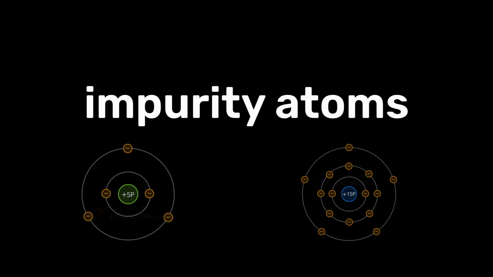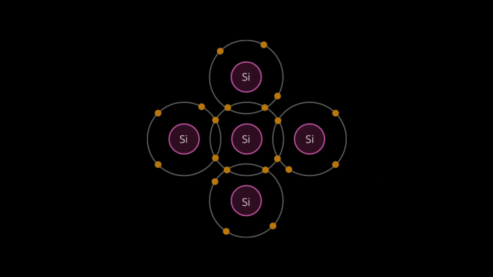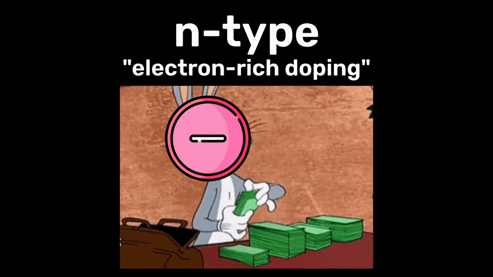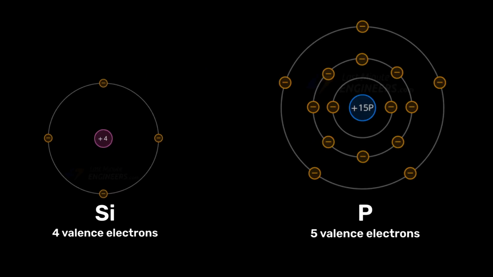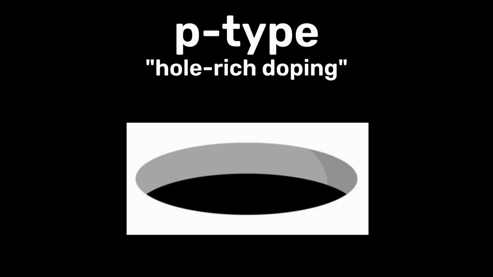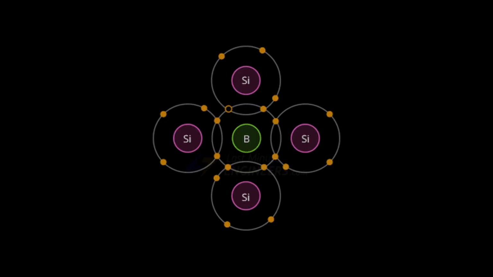Through a process called doping, small amounts of impurity atoms, known as dopants, are added to silicon to make it conductive. There are 2 main types of doping. The first is N-type, or electron-rich doping, where elements with more valence electrons than silicon, such as phosphorus, are introduced, creating additional free electrons in the conduction band. The second is P-type, or hole-rich doping, where elements with fewer valence electrons, like boron, are added, resulting in holes that act as positive charge carriers.